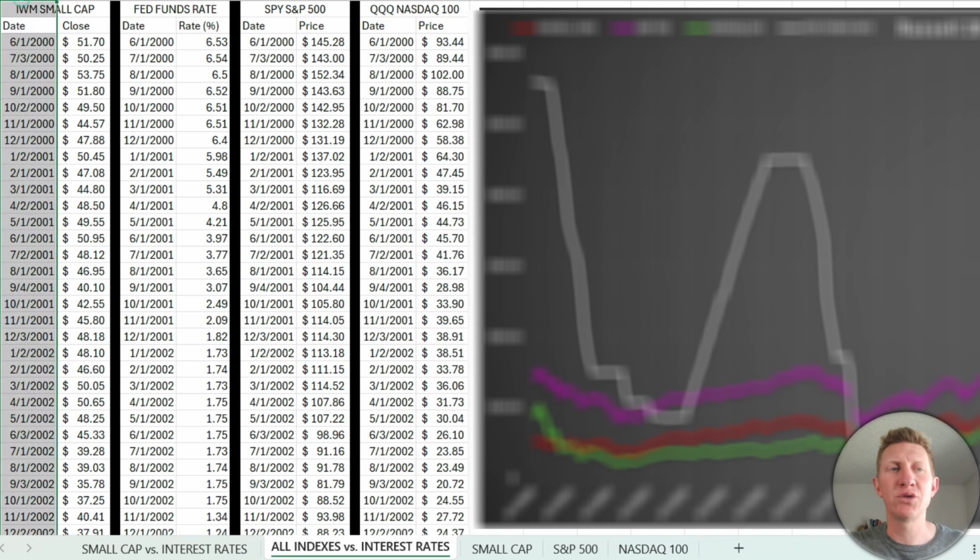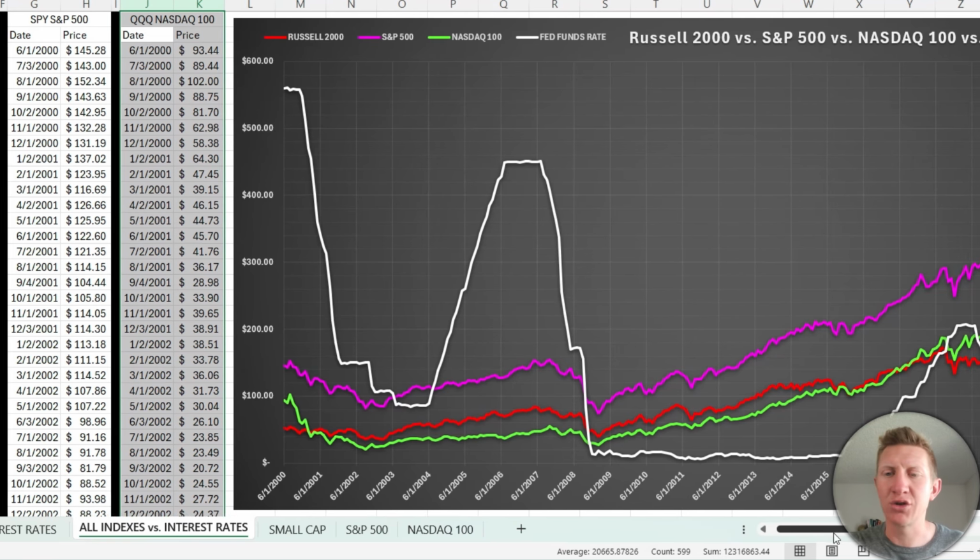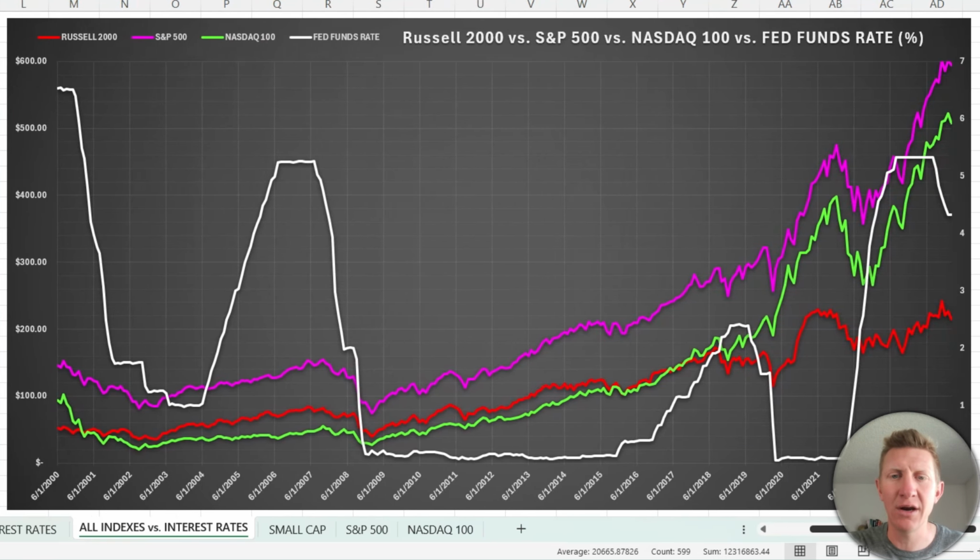So I still want to incorporate the Russell 2000 here, but I also want to incorporate the S&P 500 here and the NASDAQ 100 here, all going back to June of 2000. And then what I'm going to do here, so we've got the total data right here, and then what we're going to do is break down some of these individual timeframes to see which of these indexes performed the best.